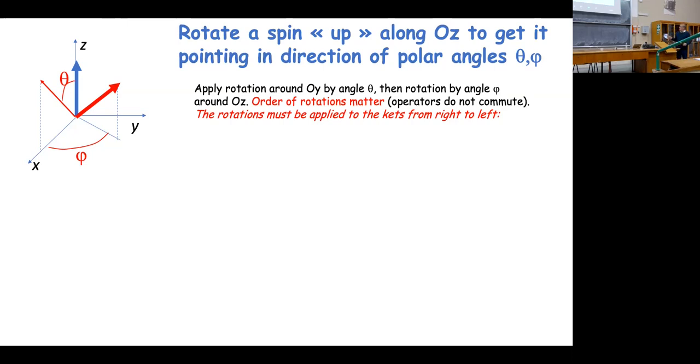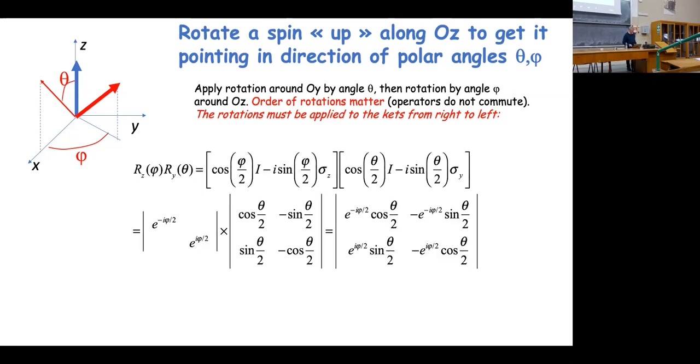Suppose that you start with a spin along the Z direction, and that you want to bring it along a direction which corresponds to the angle theta and phi. What you can do is first rotate by angle theta, bringing it in the ZOX plane, and then make a rotation by the angle phi in succession. And this is what I will show you on the right part of the slide.